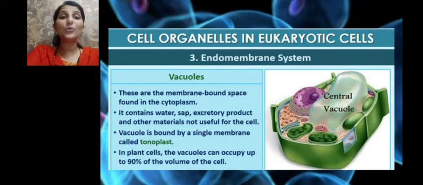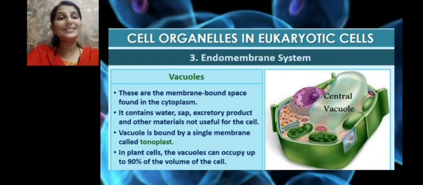Now let us learn about vacuoles, the last cell organelle of the endomembrane system. They are membrane-bound spaces found in the cytoplasm. Within the vacuole, it has water, sap, excretory products and other materials which are not useful to the cell. And the membrane bound around the vacuole is called the tonoplast.